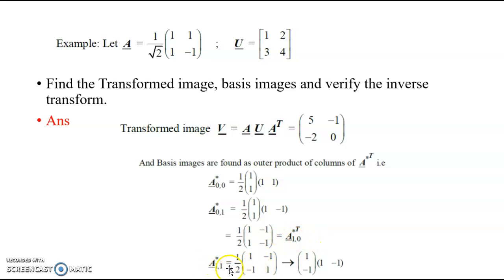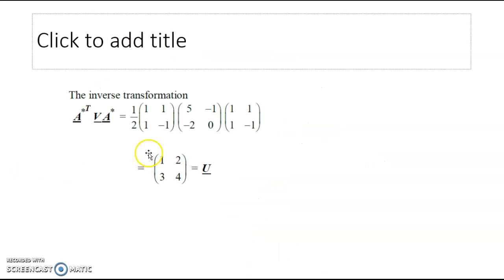Then A11 star: I have to take the first column and the first column transpose. The first column is 1 minus 1, so I have 1 minus 1 into the first column transpose, 1 minus 1 transpose. Multiplying this, you will get this. And you have 1 by root 2 common to both, so you will have 1 by 2 into 1 minus 1 minus 1 1. That will be A11. Similarly, you can find all the values of the basis images. So these are all the basis images.